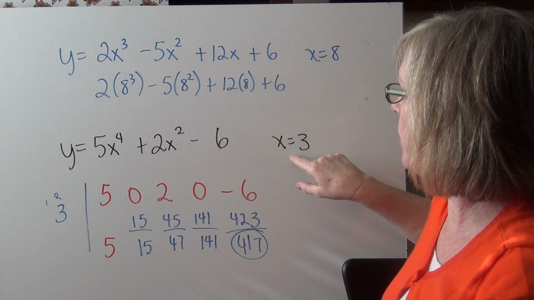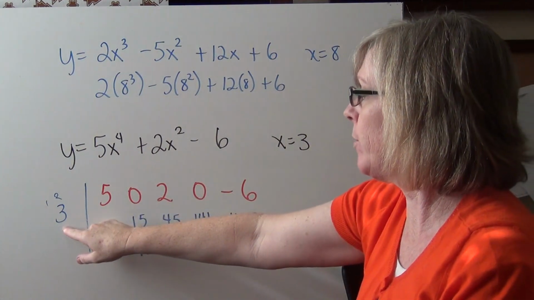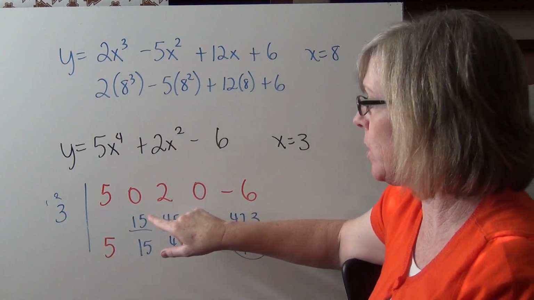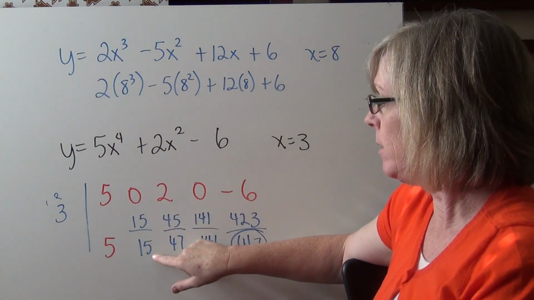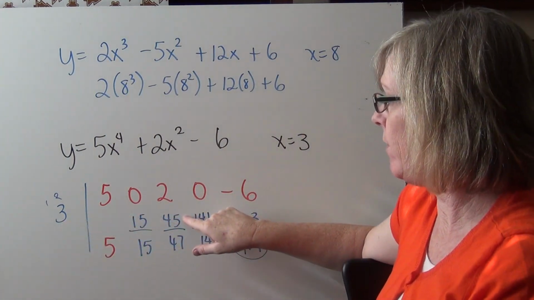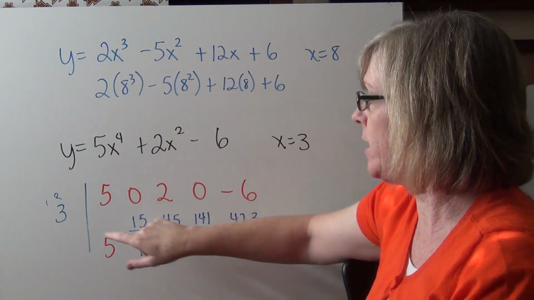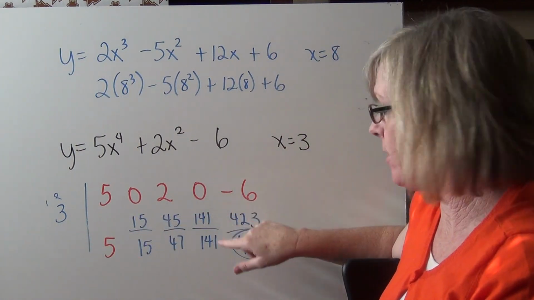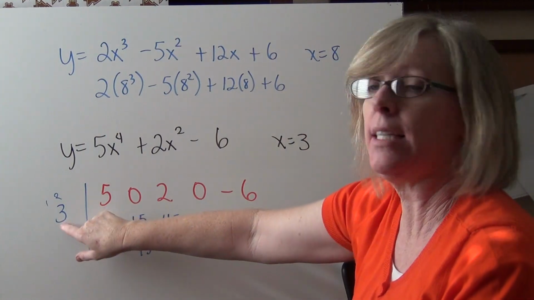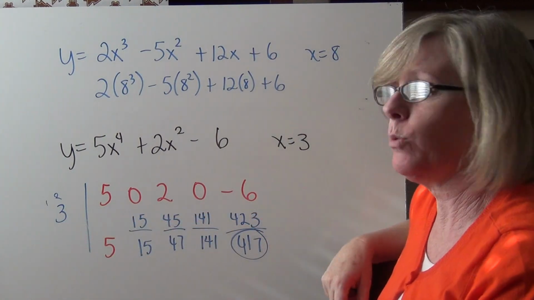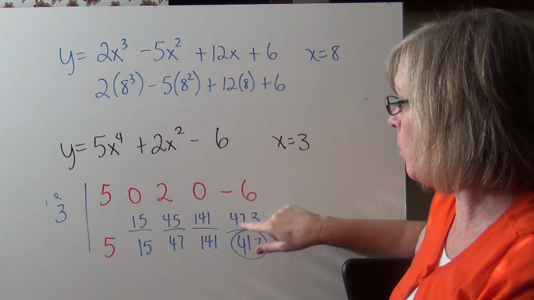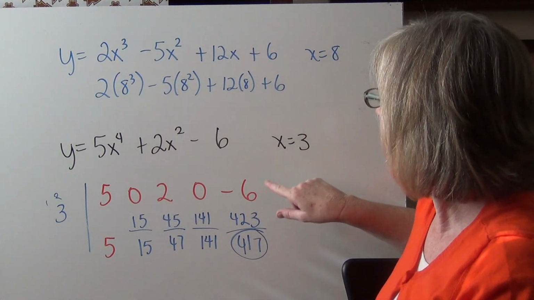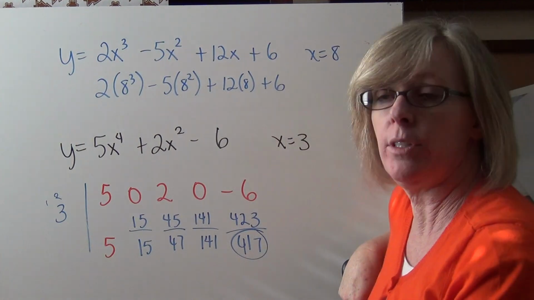So I want to know what the value is when x equals 3. So I put a 3 over here, bring down my first coefficient. 5 times 3 is 15. Add straight down. 15 plus 0 is 15. 15 times 3 is 45. Add straight down. 45 plus 2 is 47. 47 times 3 is 141. Add straight down. 141 times 3 is 423. This is the only one that I might have needed to use a calculator for or sit down with a pencil and paper. And then I add straight down and I get 417.